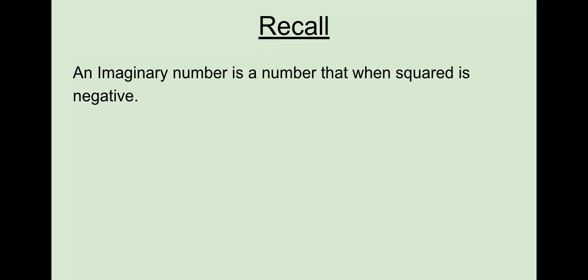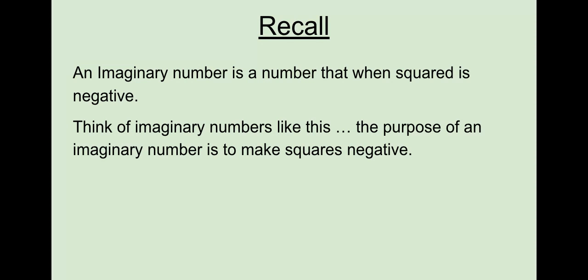Okay, let's talk about complex numbers. Before we do that, let's recall that an imaginary number was simply a number that when we square it, it becomes negative. Think about imaginary numbers like this: the purpose of an imaginary number is to make squares negative. In our math history, we've understood that squares are always positive. Well, we need a number such that when we square it, it becomes negative, and that's the purpose of an imaginary number.